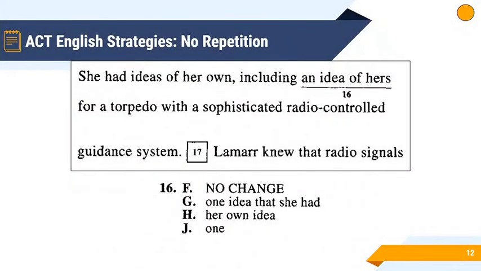Okay. No repetition. This is another where we get to reinforce that keep it simple, student. Do not overthink this. Do not repeat any additional information. It's already been stated. We don't need it. The ACT doesn't need a word count. Kids do. They don't. So she had ideas of her own. We've already stated that. So we're going to start with the shortest. In this case, 1, shortest. It's our answer. So keep it simple.